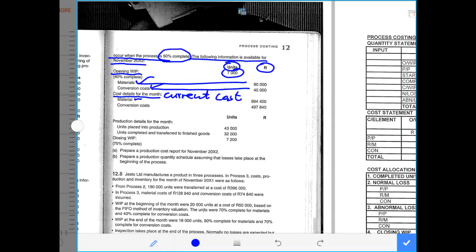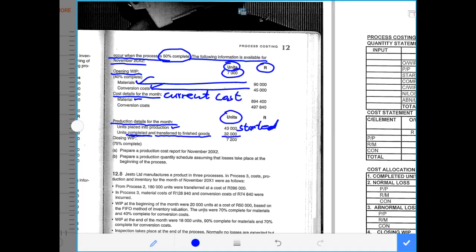497,840 rands. Then we are given the units again, and under the units they gave us the production details for the month, which is units placed into production. These are the units that we started with, and in the template this will be the units that we have started with. Then units that were completed and transferred into finished goods will be a total of 32,000 units.